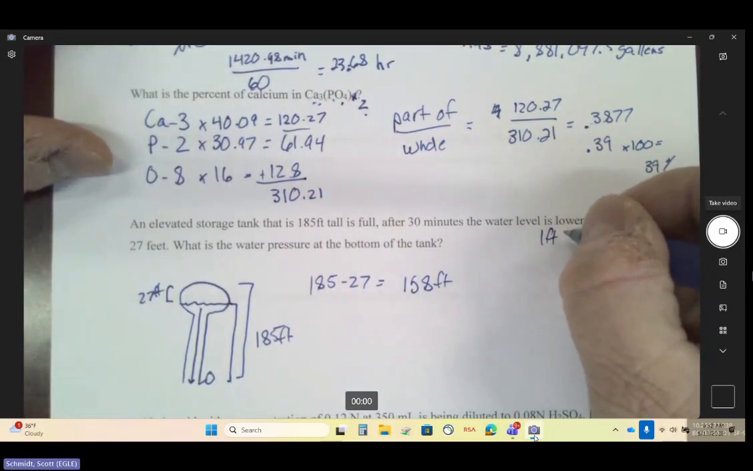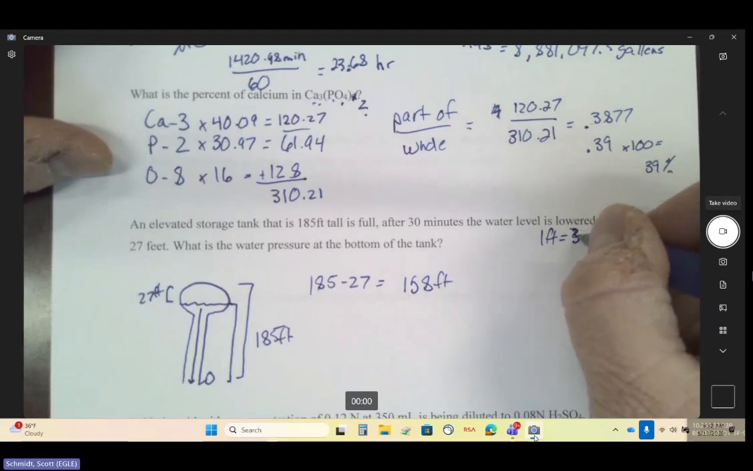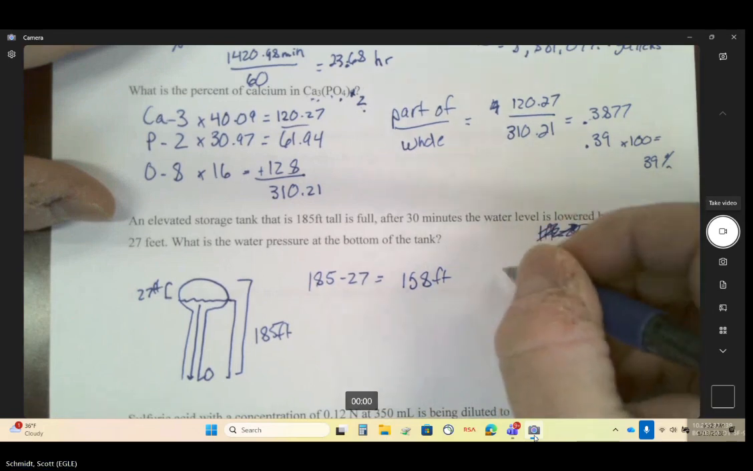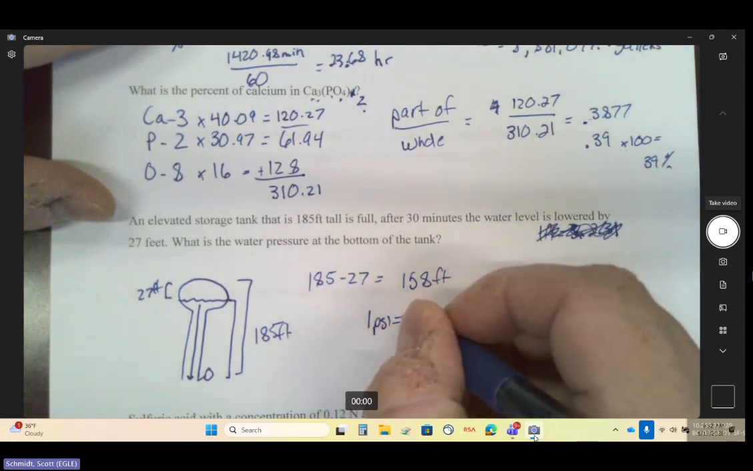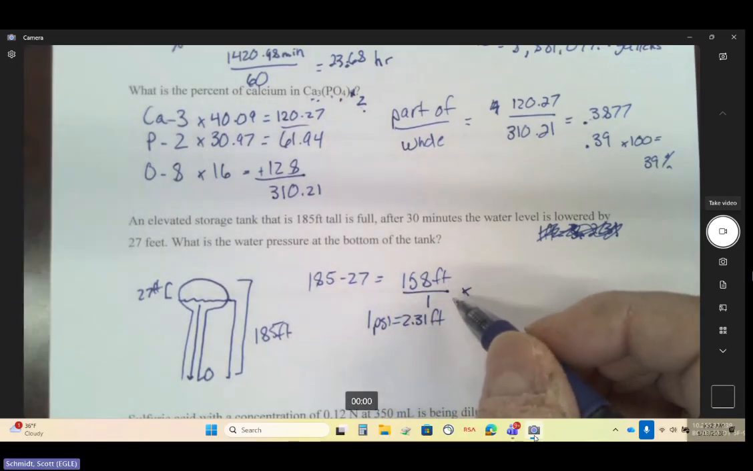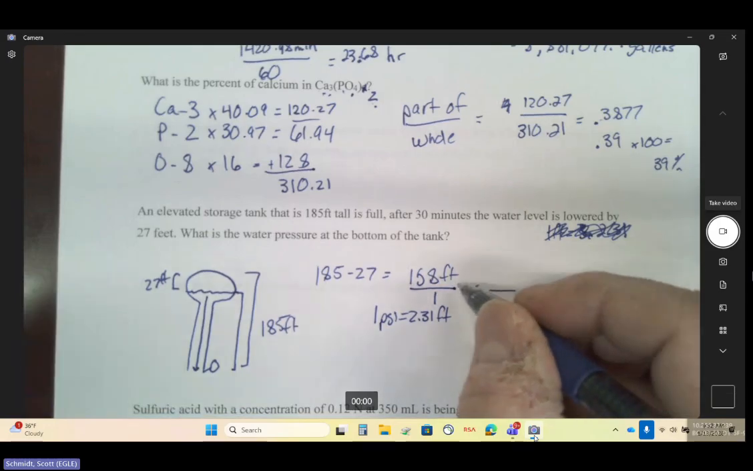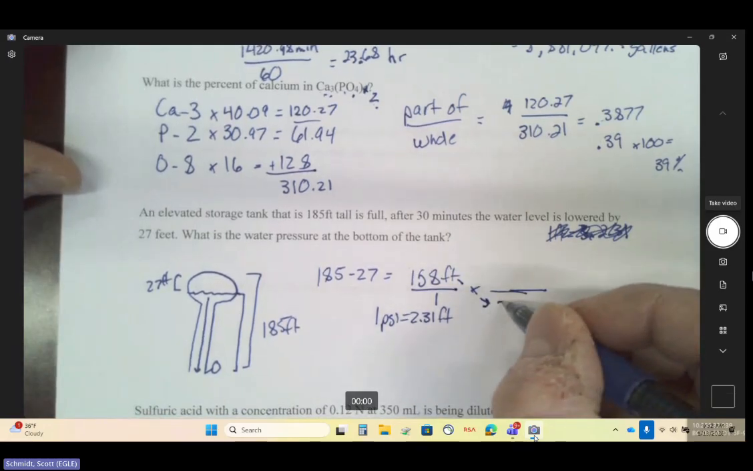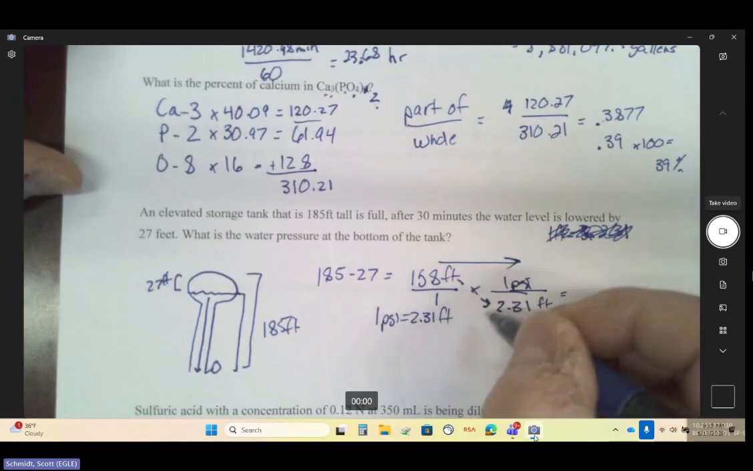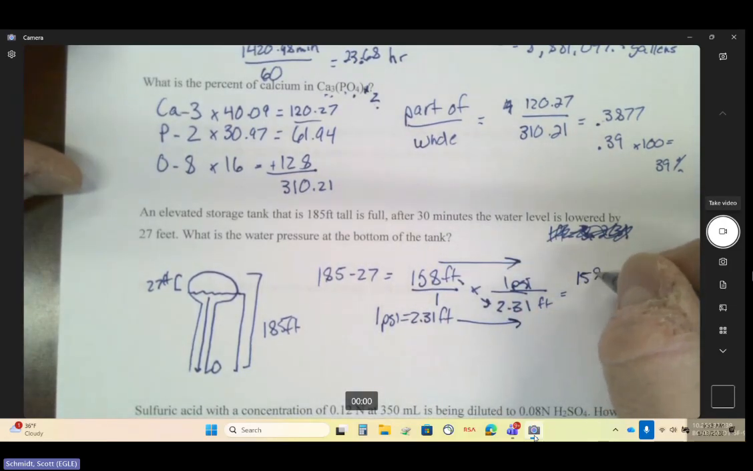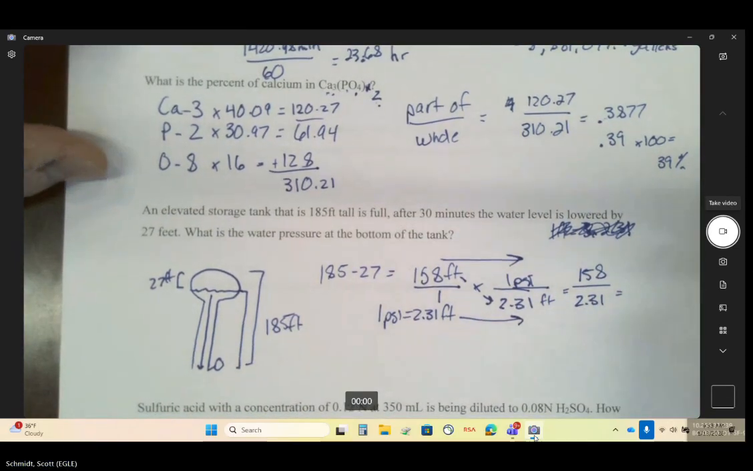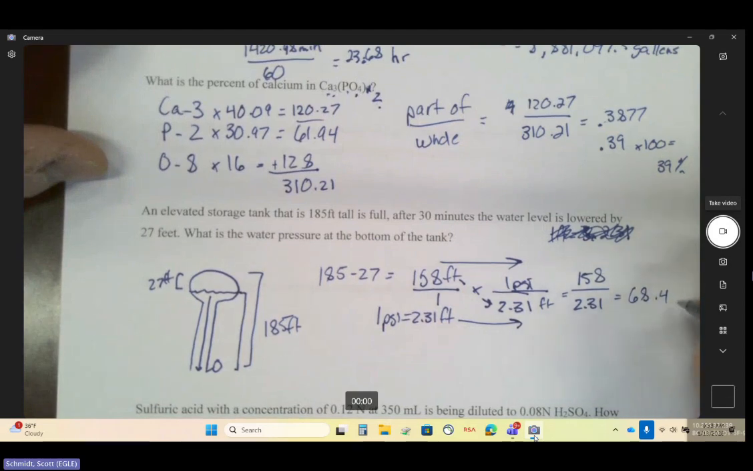Well, I know that according to the math formula sheet, 2.31... Oh man, I got this all backwards. 1 psi is equal to 2.31 feet. Well, I use this as a conversion factor. If my feet are up top, where do they got to be to cancel? Well, they got to be diagonal to cancel. So 2.31 feet here, 1 psi up top. So you do the math left to right like this. You're going to have 158 over 2.31 to give you your pressure. So 68.4 psi.